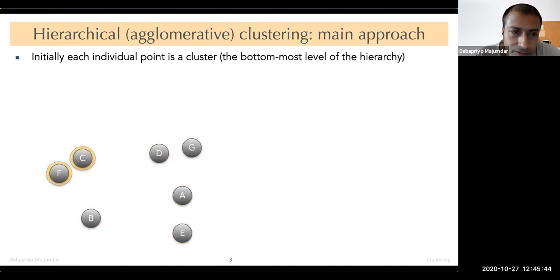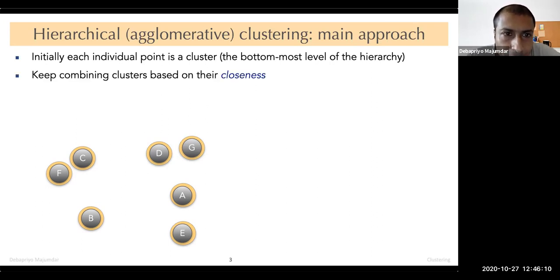So essentially, initially, every point is a cluster. Each cluster is marked in this circle, and that is the bottommost level of the hierarchy. It means if you want to separate them out the most, then you can make 7 clusters out of the data, right? It's like the leaf of the tree. And then what you do, you keep combining clusters based on their closeness. Now this closeness should be related to the distance we talked about. But what do we mean by closeness of 2 clusters? We know the closeness of 2 points, right?